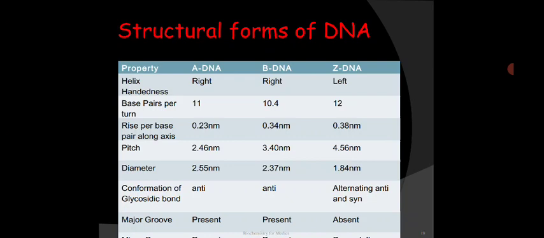each particular form of DNA. So B DNA is the Watson-Crick form of the double helix. Two strands of DNA, each in a right-hand helix.